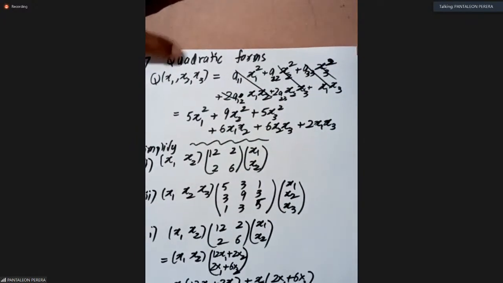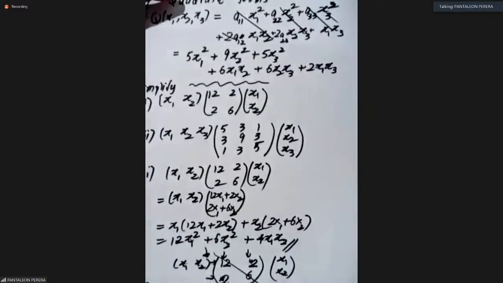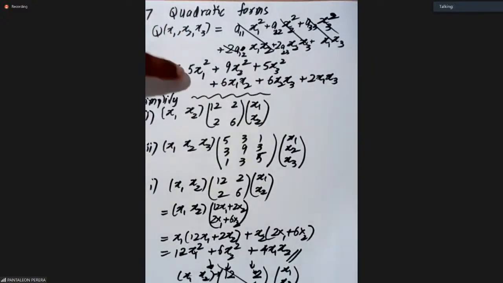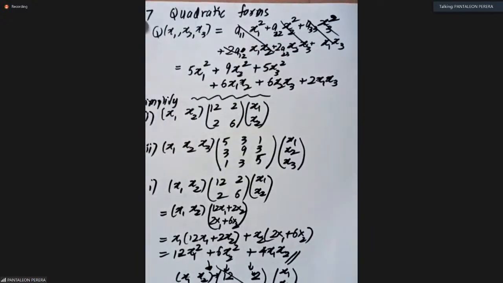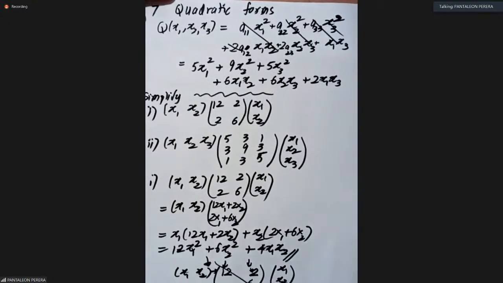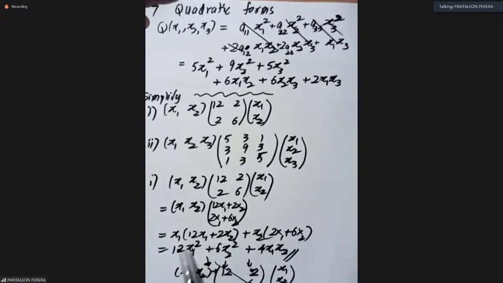Now, if you take this quadratic form, right? This is a quadratic form where in each term you have a degree 2 element. Now, if you try to expand this.